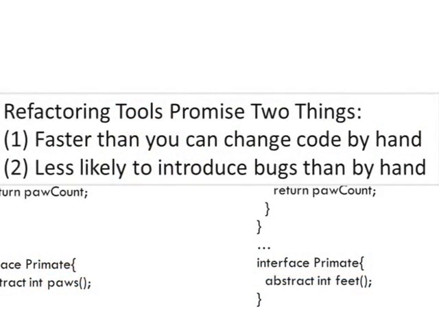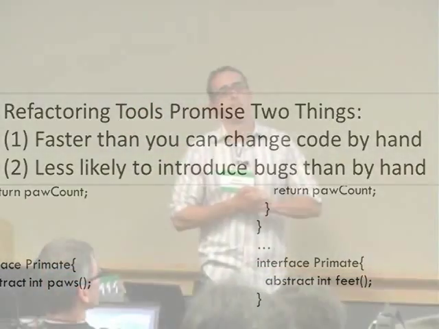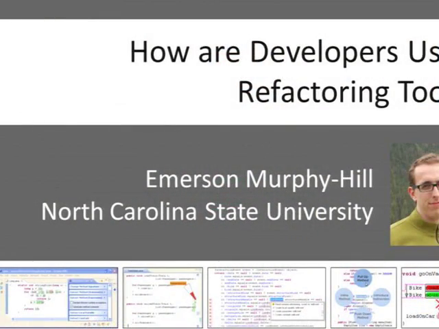And at the same time, the tools are less likely to introduce bugs than you are by hand. That's kind of the promise. The tools know the semantics of the program. They're not going to forget a reference like you might. So those are the two promises of refactoring tools, and I think that's all you need to know about refactoring. So Karen is up next.